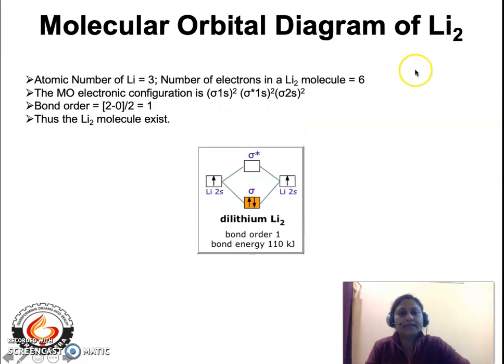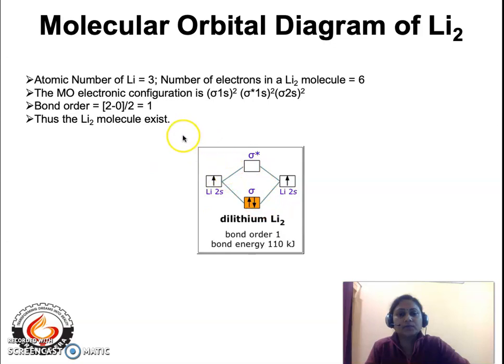Now let us come to the lithium molecule. Lithium has an atomic number of 3. The total number of electrons in a lithium molecule is 6. So let us draw the MO diagram. Here we come straight to the 2s atomic orbital of lithium. That means we are not considering the 1s atomic orbital of lithium, because the 1s atomic orbitals of lithium are not involved in bonding, and for that reason they are not considered.